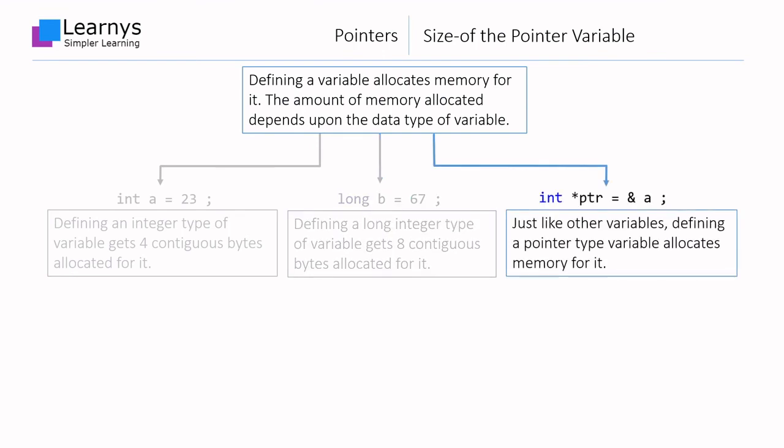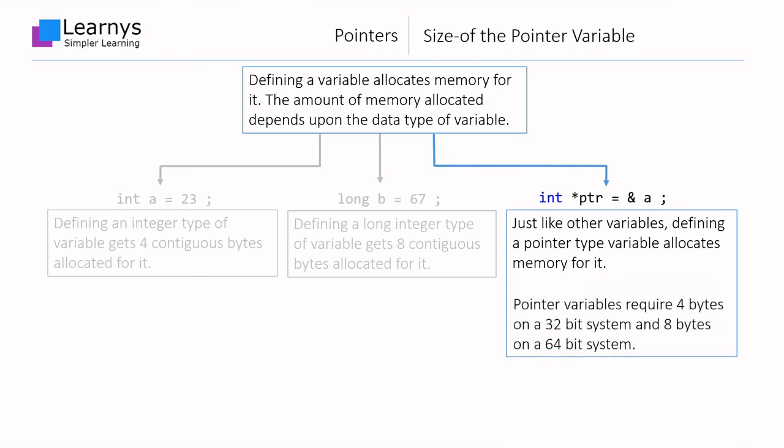Just like regular variables, pointer variables also need memory for storing addresses. Whenever a pointer type of variable is defined, the C runtime allocates a certain amount of memory for it. The amount of memory allocated depends upon the architecture of the operating system. In a 32-bit system, 4 bytes are allocated, whereas in a 64-bit system, 8 bytes are allocated. Hence, the size of the pointer type variable will always be either 4 or 8 depending upon the underlying platform.